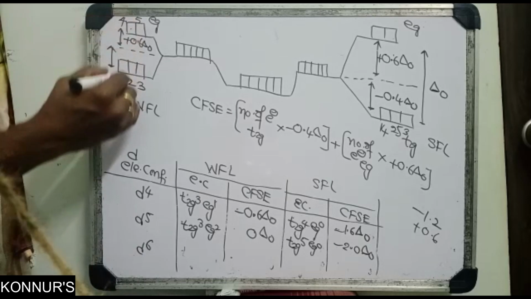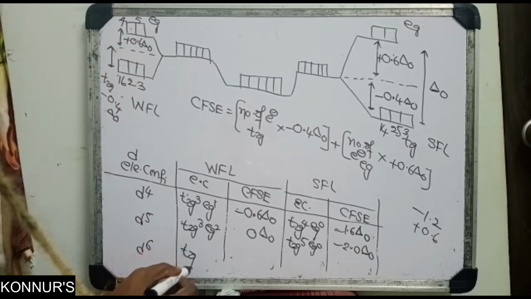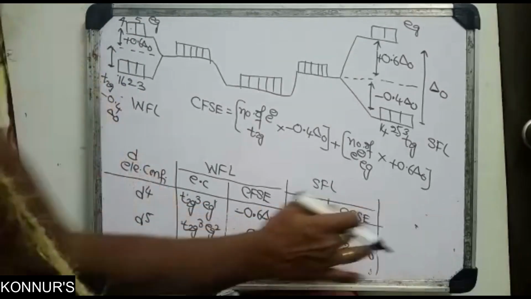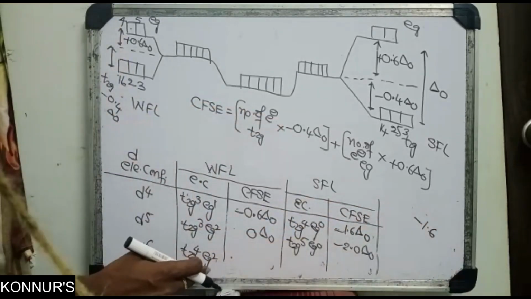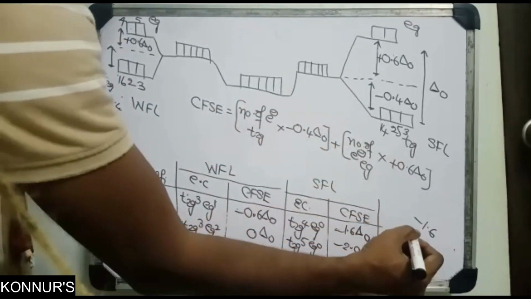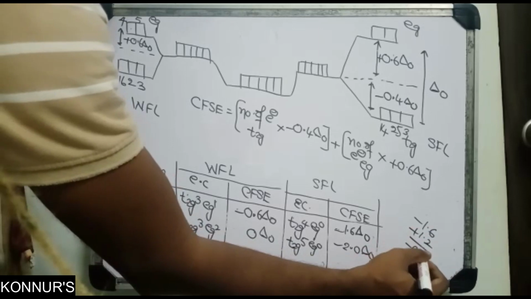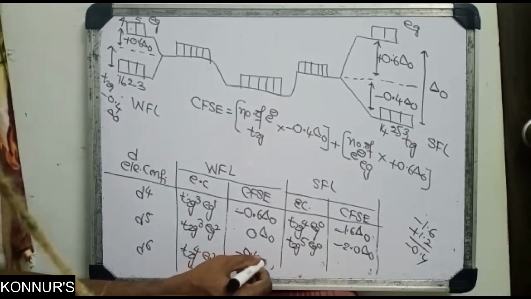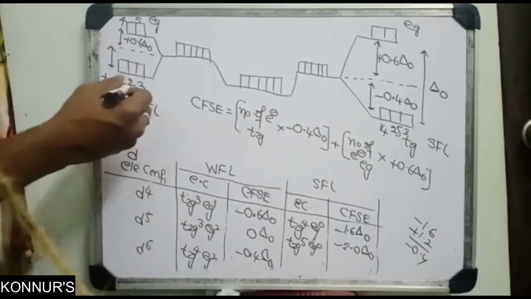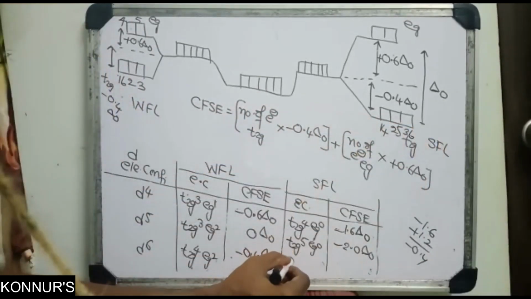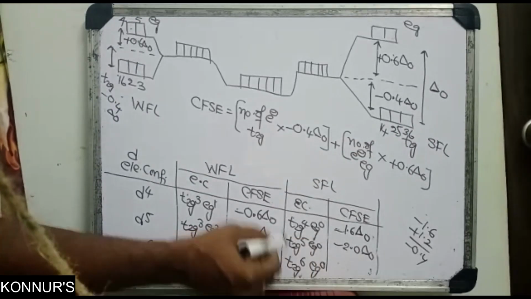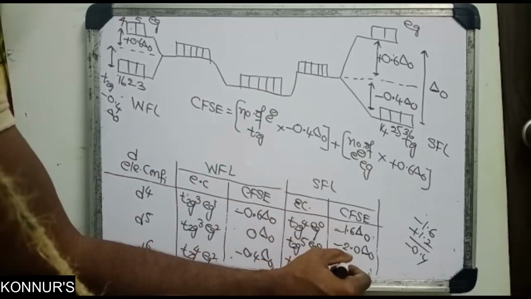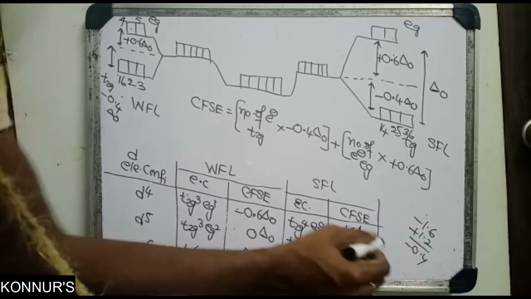Next d6: the sixth electron combines with the first. In the weak field you get T2g4 Eg2, so 4 into minus 0.4 is minus 1.6, plus 1.2, that is minus 0.4 delta 0. In the strong field the sixth electron combines with this one, so you get T2g6 Eg0, so 6 into minus 0.4 is minus 2.4 delta 0.